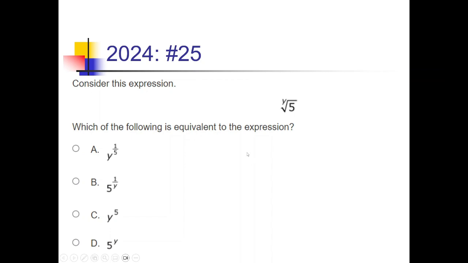For number 25, they're giving us the expression where we have the y root of 5. So we want to know what's equivalent to that. And the key to this one is just knowing kind of how to convert between fractional exponents and radical expressions. So we have that formula where we have the rth root of x to the p is really just x to the p over r. So in this case, we have an invisible exponent of 1 on the 5. So we can rewrite this as 5 to the 1 divided by y. And that is going to be choice B.